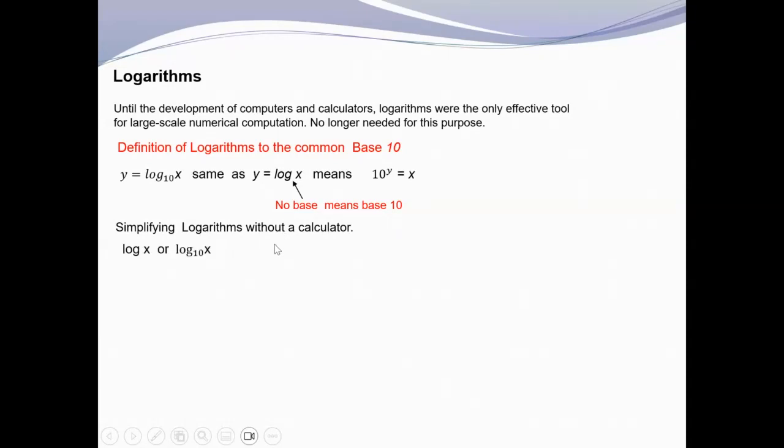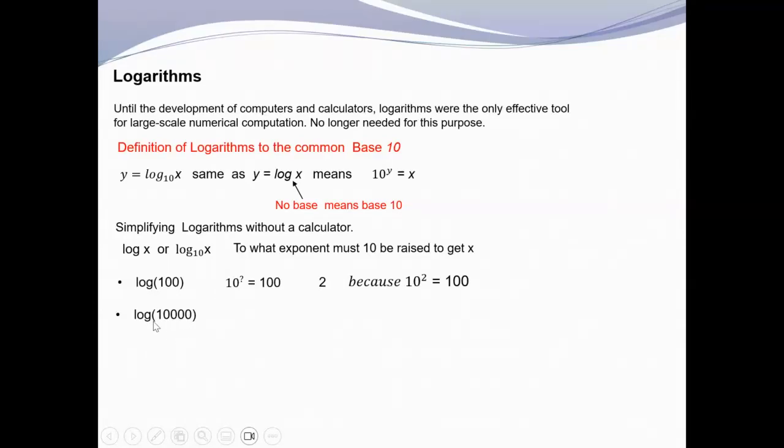Okay, simplifying logarithms without a calculator. If we have log of x, or log base 10 of x, this is how you read it: to what exponent must 10 be raised to give you x? Example: to what exponent should we raise 10 to give me 100? The answer is 2. This is what it means in words, right? To what exponent must 10 be raised to get you x? So this is really what it means.